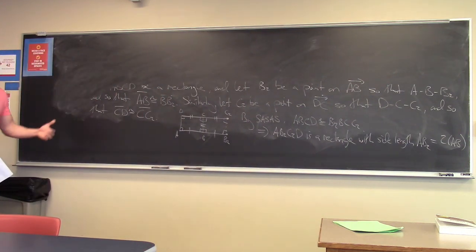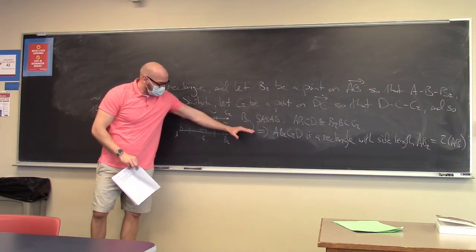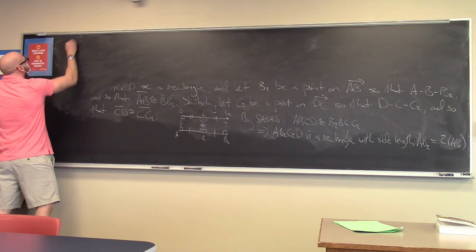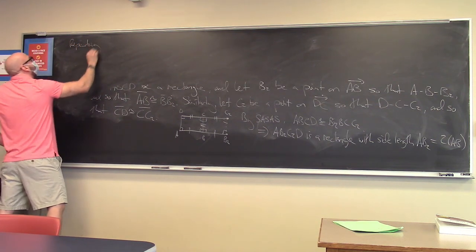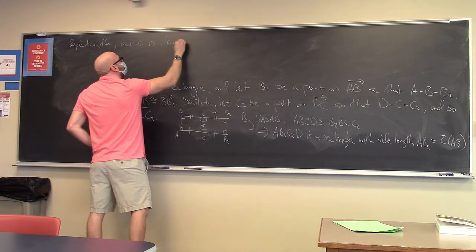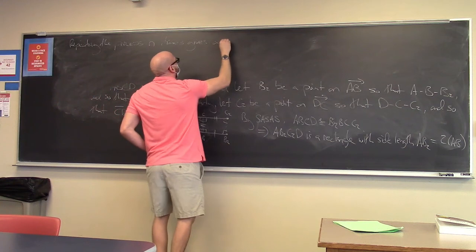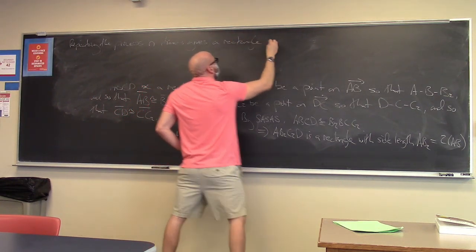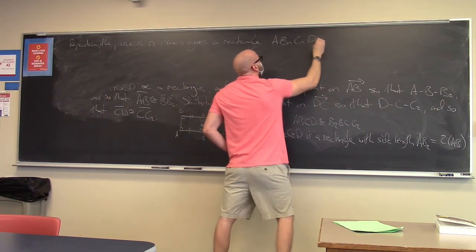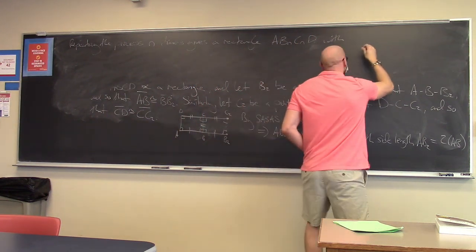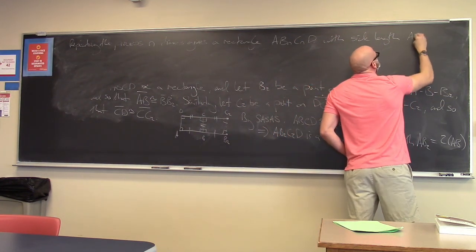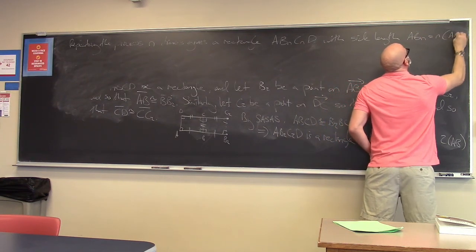This is obviously a repeatable process, right? I can do this again. I can just tack on another piece and make this longer and longer. So repeating the process n times gives a rectangle A, B_n, C_n, D with side length AB_n equals n times AB.